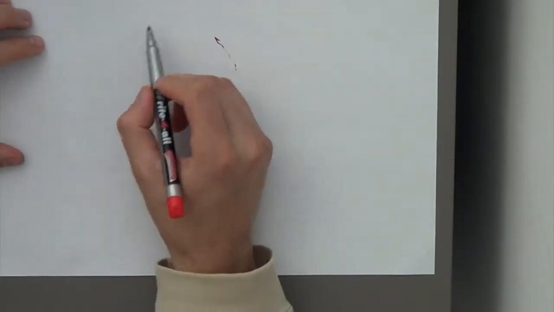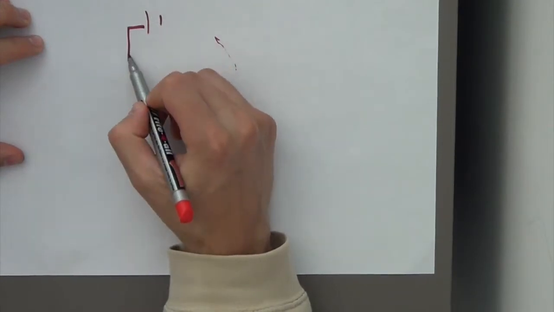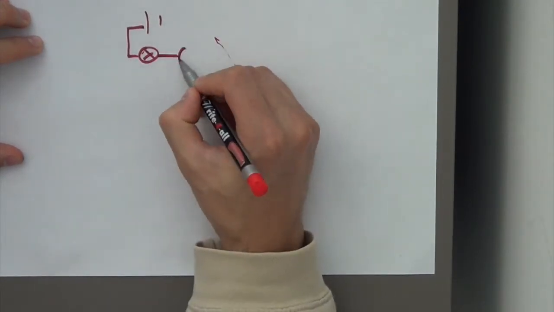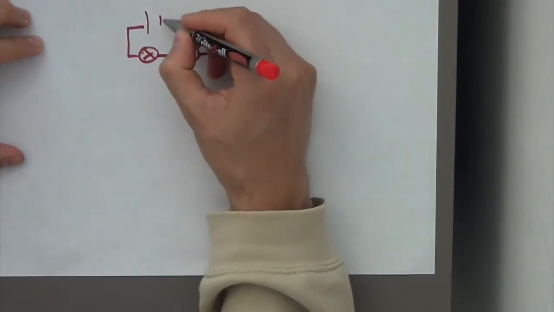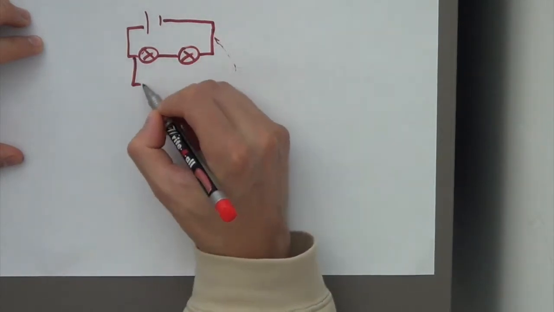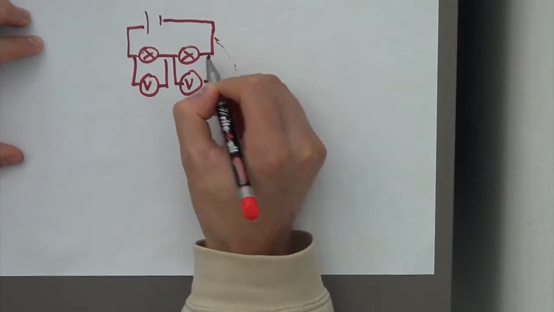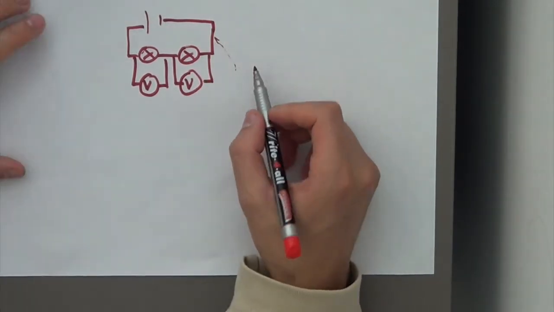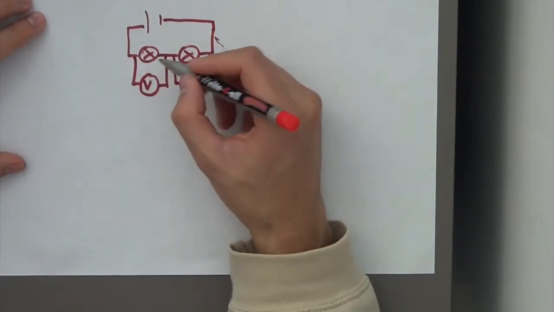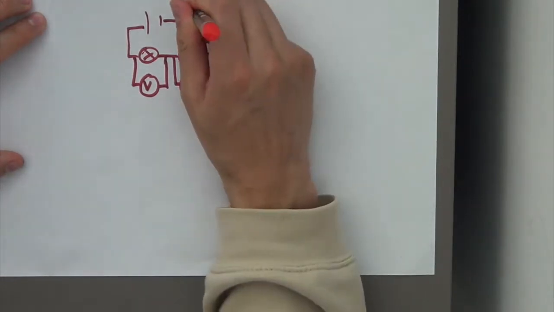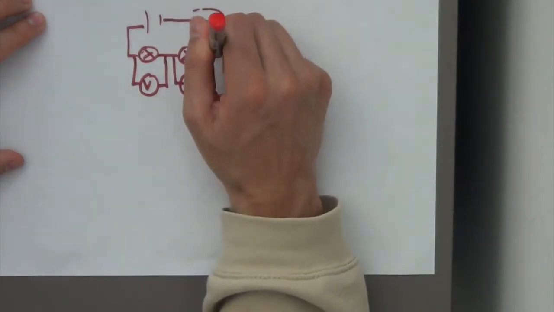Okay, now let's look at voltage. So what about voltage in a series circuit? Now notice how I connect up my voltmeters. I connect them up in parallel. And I connect them up at 2 points. Okay, so electrons are going around this way.